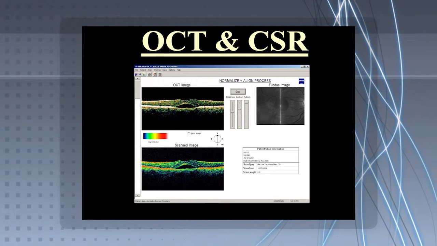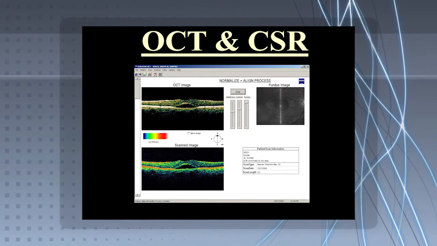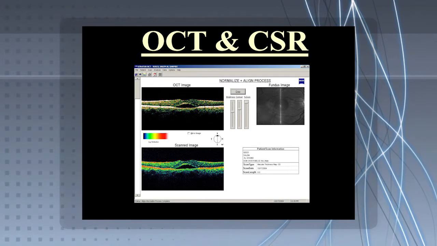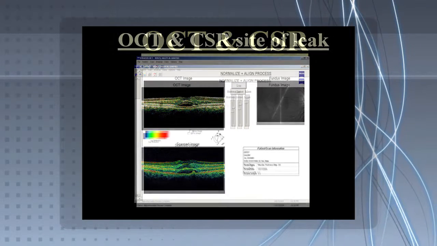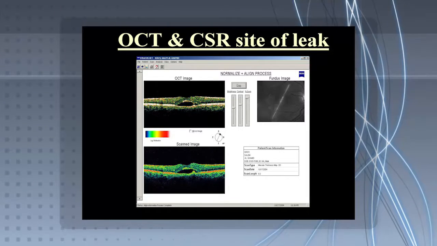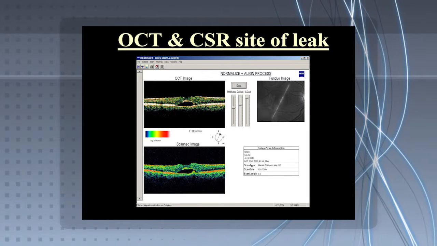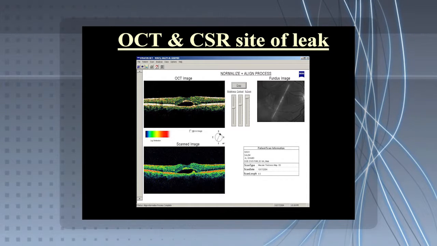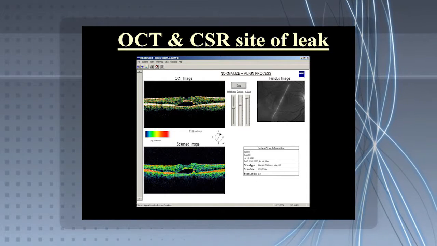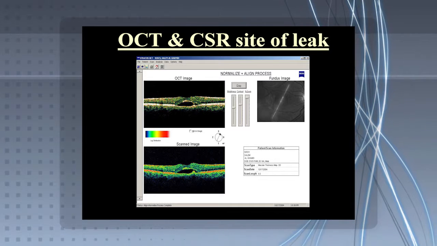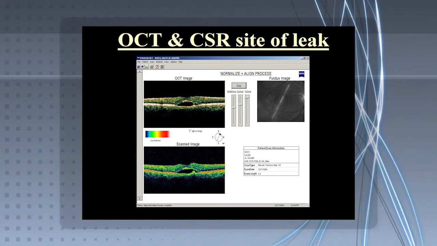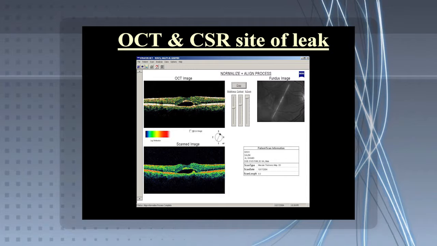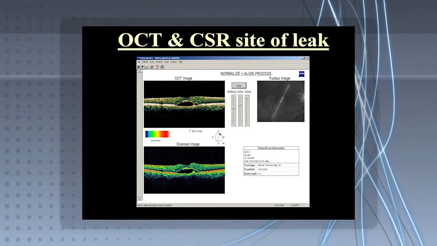But at least we can follow this fluid, whether it is going in a good way or not. This is the advantage of OCT, in fact. Another image, the advantage of OCT to localize the exact site of leakage. As you can see here, this is the cut over the area of the leakage, the leaking point. But this cut cannot tell you the exact site to make any laser.